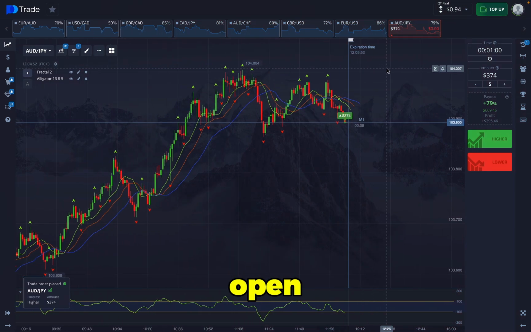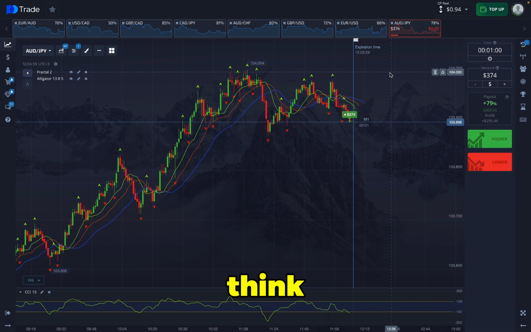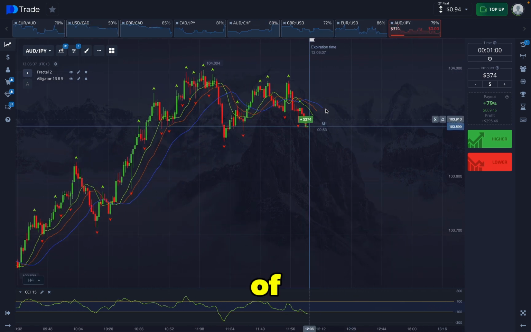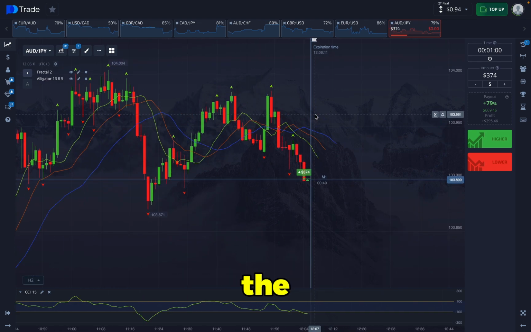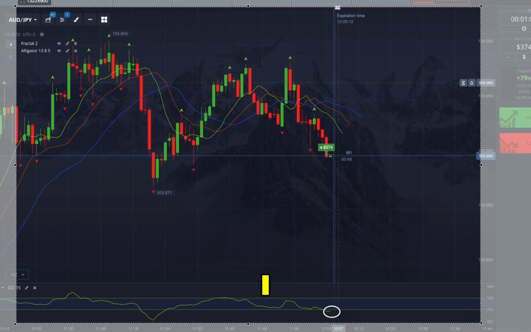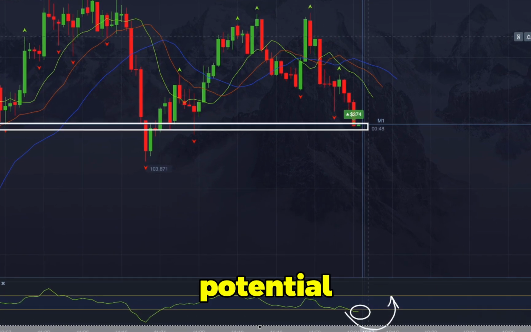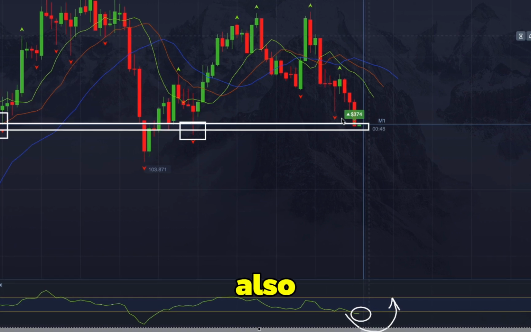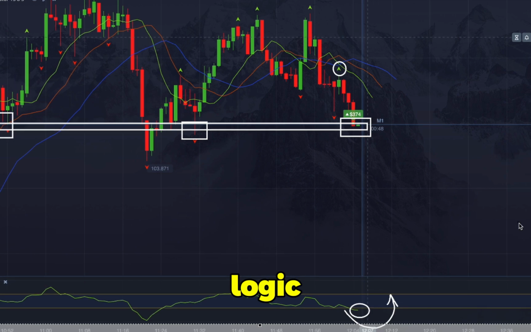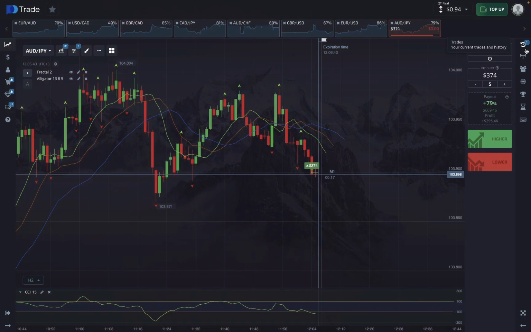And let's try to open a deal here again. Only here, we will probably open a deal to increase. I think there is a good touch point. And in general, I think there should be an update of a new local minimum. Also, the moving line of the oscillator is in the oversold area. There may be an exit. I will also note this touch point. In general, there is a potential for a reversal. Earlier, we also updated the local maximum. According to its logic, the local minimum should be updated. Let's look at the result.